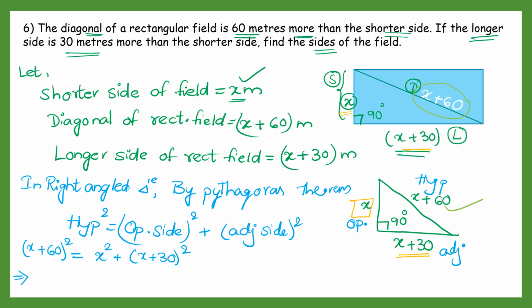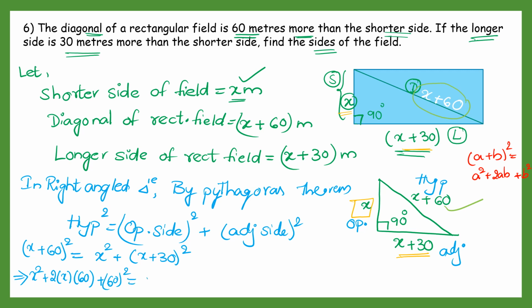(a plus b) whole squared. We know (a plus b) whole squared is a squared plus 2ab plus b squared. We can use that formula here. We will get x squared plus 2ab: 2 into x into 60, plus b squared, which means 60 squared.